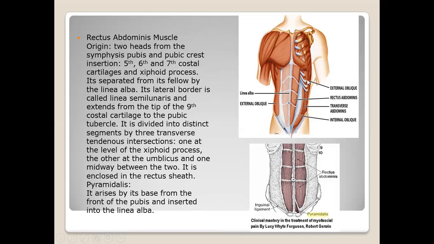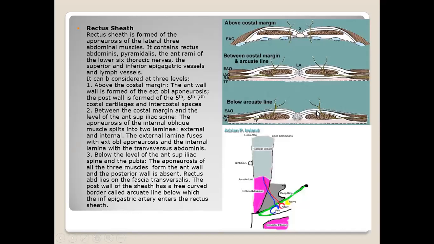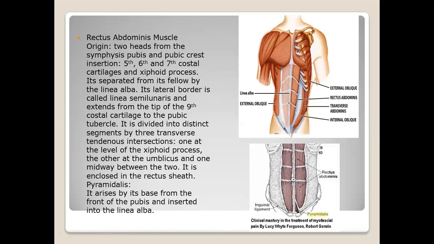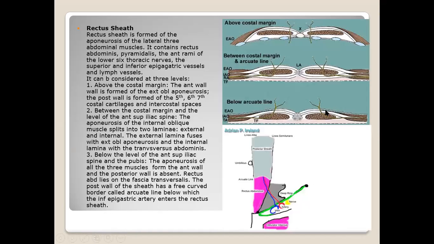If you take a section at these levels and see from the side, you can see the rectus abdominis muscle here, and the rectus sheath covering the front and the back, superficial and deep. We will take the section at three levels: at the top, in the middle, and below, one above the costal margins. The rectus sheath is formed of the aponeurosis of the lateral three abdominal muscles.